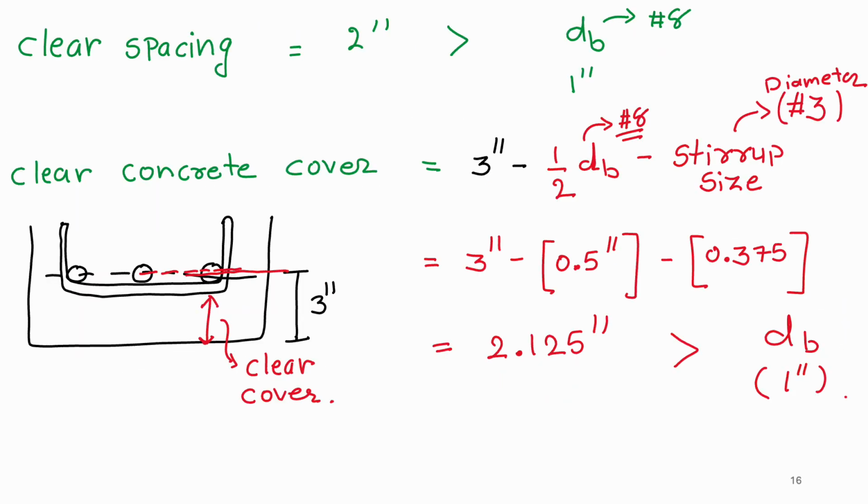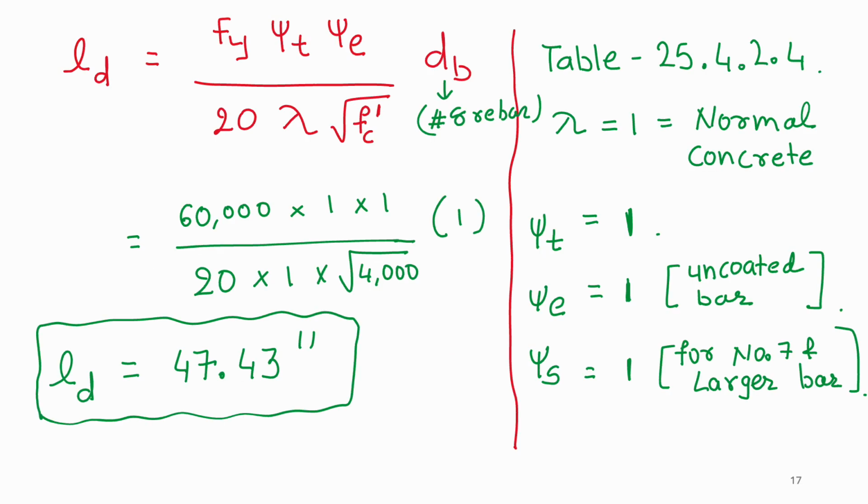So since the clear spacing is higher than diameter of the rebars, clear concrete cover is 3 inch minus half of diameter of the rebar number 8 minus stirrup size, and in this case that will be 3 minus 0.5 inch, and stirrup size for number 3 will be 0.375. So in this case that is 2.125 inch, which is again higher than diameter of number 8 bar, which is 1 inch.